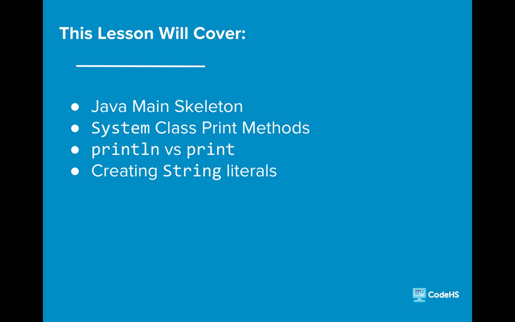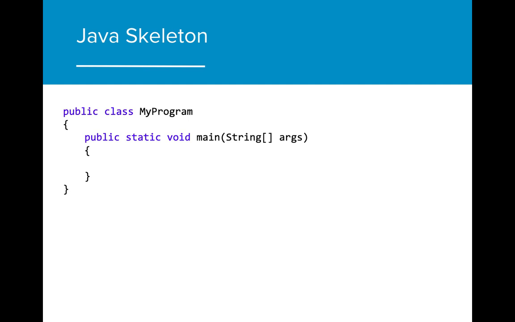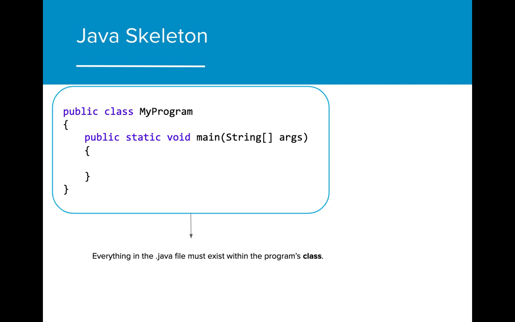Let's get started. When you create a new file on Code.js, this is the initial skeleton that will be created. There are a couple of components here that we will discuss to make this a little easier to understand. The first part of the skeleton is the program class. We will learn more about this in Unit 2.